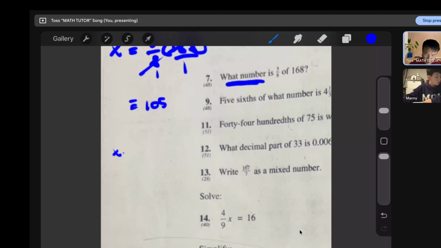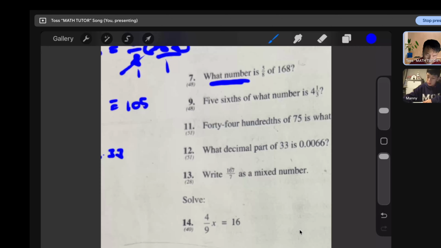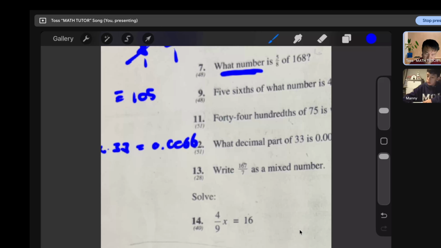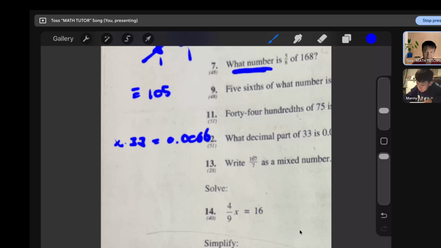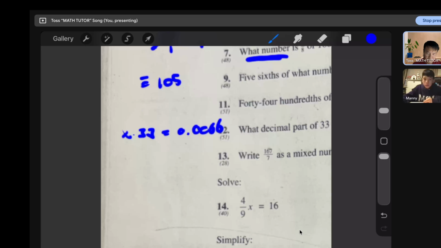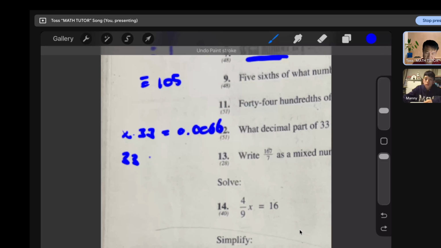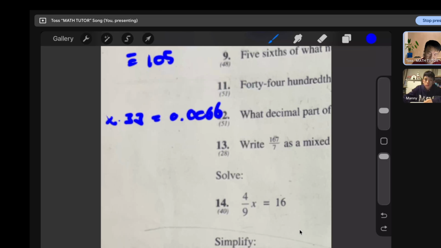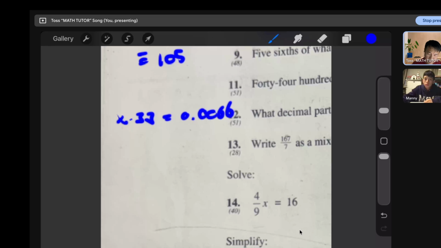X times 33 equals 0.0066. Is that what you said? Yeah. That's good. Very good. Now, obviously, you could also write it more standard, like 33x. Is that okay? But no big deal. Now, there's a decimal here, and there's a dot here. You see why parentheses may be good, like that? Yeah. I recommend it. Don't mix and match.